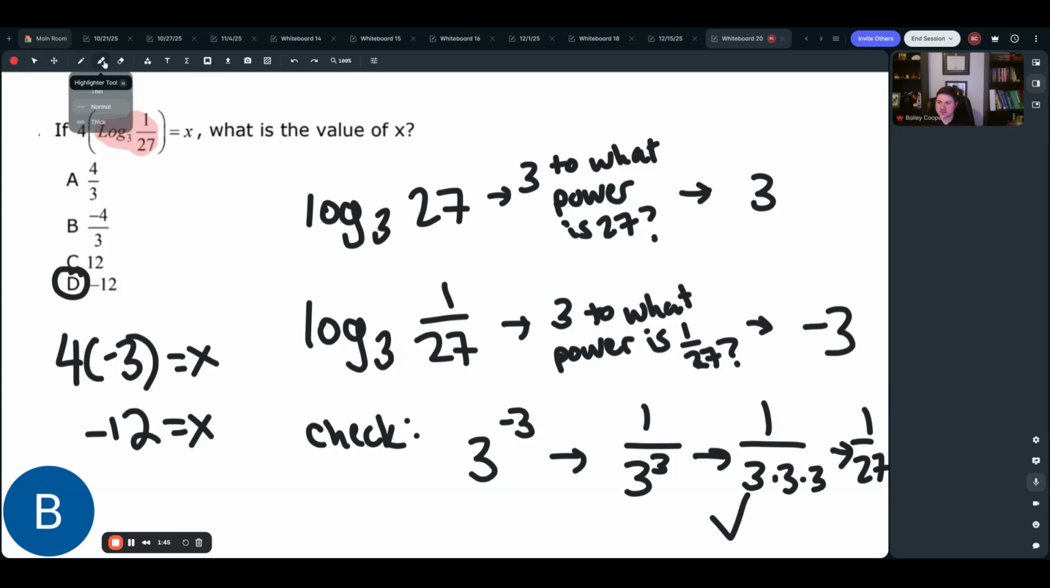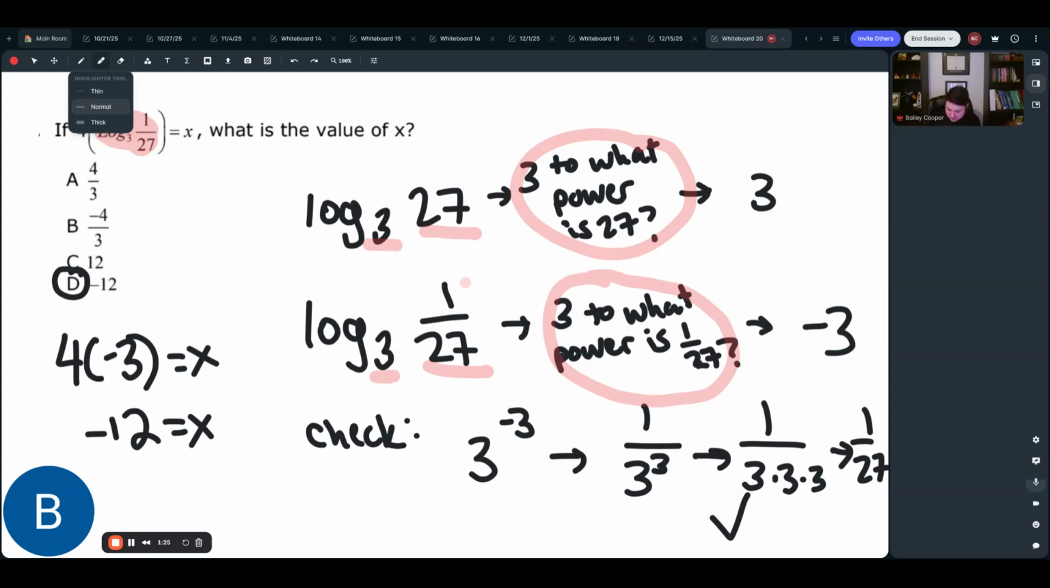I personally find that this framing is super helpful when you're trying to figure out what a log means. You have your base, you have that to some power that is going to be the value of the log, and then you have your result. So 3 to what power is 1/27th? 3 to what power is 27? I find that framing is super helpful for problems like this.